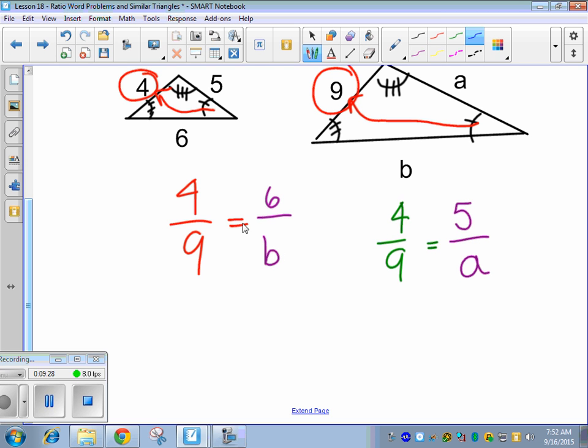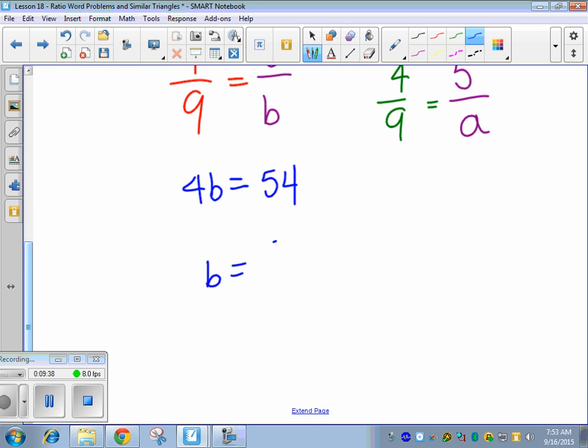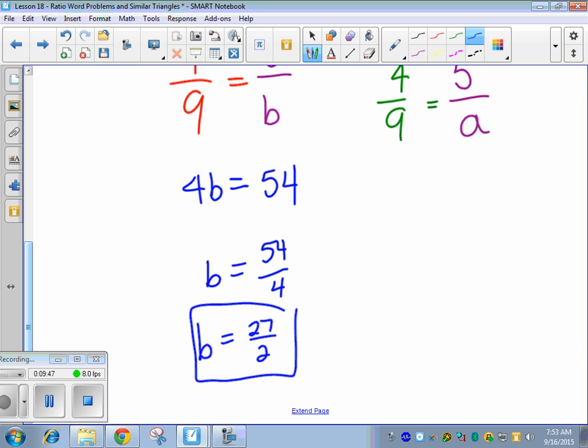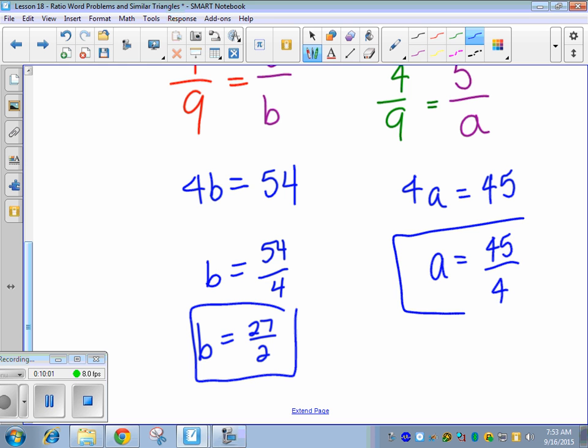And now we're going to cross multiply. So 4B equals 54. Divide by 4. Okay, always reduce these fractions. And over here we have 4A. 9 times 5. So we get 45 over 4. Any questions on similar triangles, you guys?